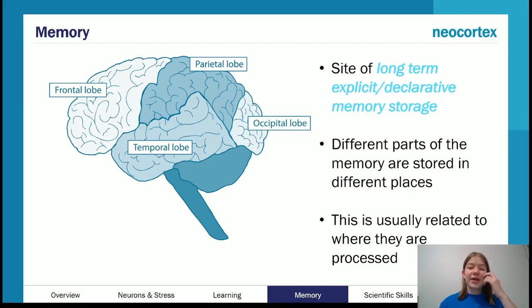Now we want to look at our different brain areas involved in memory. So we have a few changes here from the previous study design. We're now going to refer more specifically to the neocortex instead of just the cerebral cortex in general as the site of our long-term explicit and declarative memory storage. Different parts of the memory are stored in different places, more related to where they're processed. So something with a very strong visual element, I'd expect to see more activity in the occipital lobe, for example.